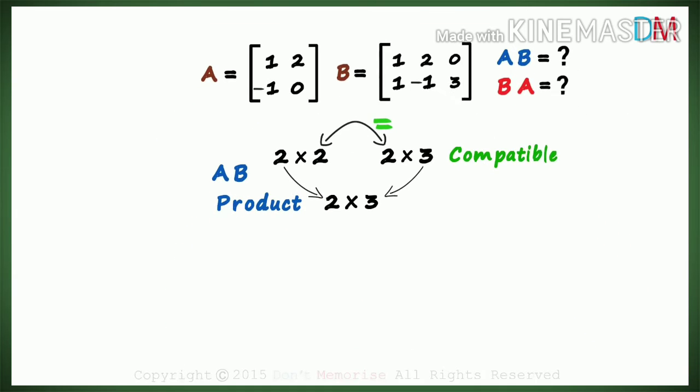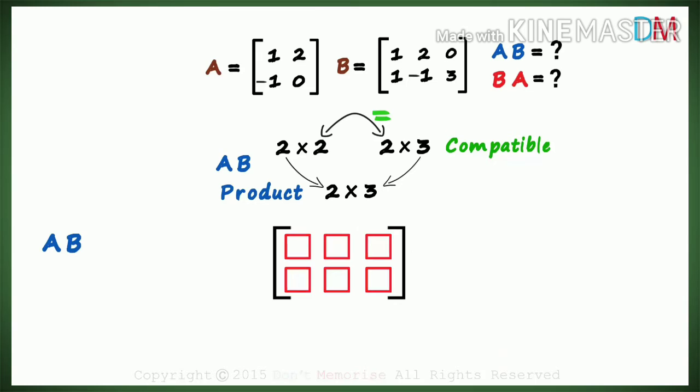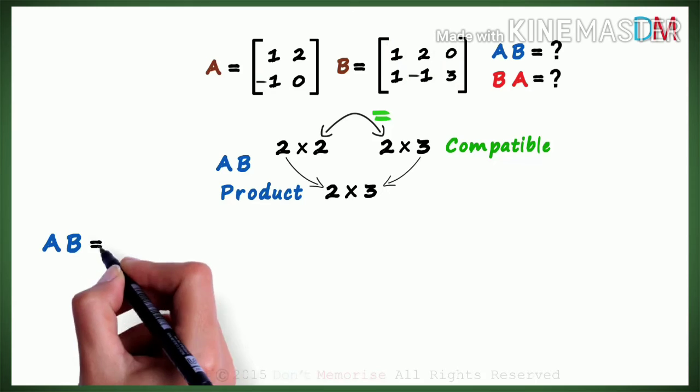We zoom out and find the product AB. We know that its order is 2 by 3, 2 rows and 3 columns. We need to find the elements in these 6 positions. Let me tell you the best way to multiply these two matrices. We take the first row of the first matrix and multiply it with each of the columns of the second matrix, one by one. And then we do the same with the second row and so on. Solving it will give us a better idea.